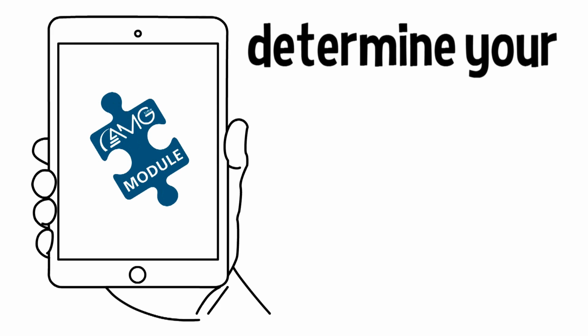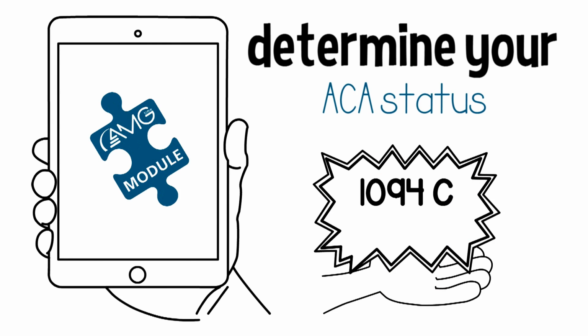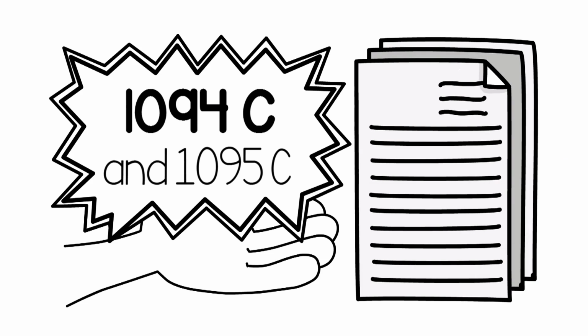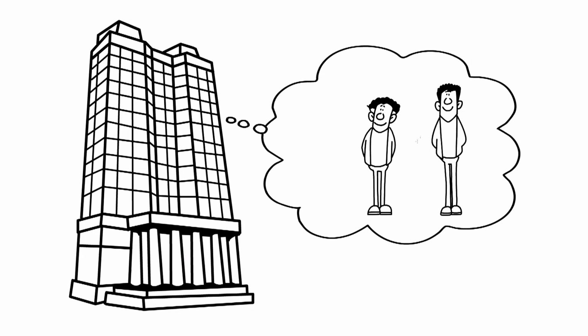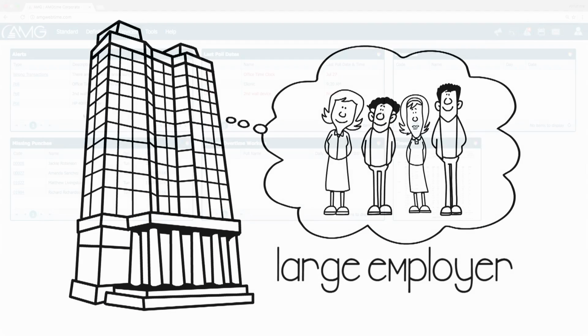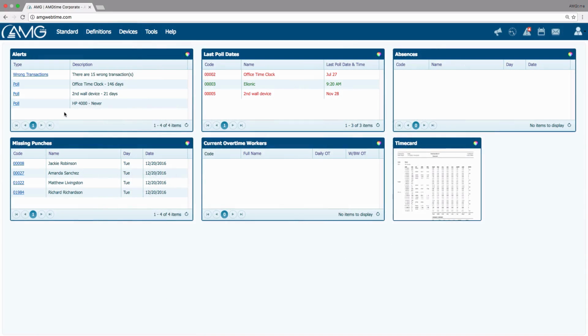This feature helps determine your ACA status as well as gives you the 1094 and 1095C forms that you will need if your company is an applicable large employer. Let's take a look at how this feature works.